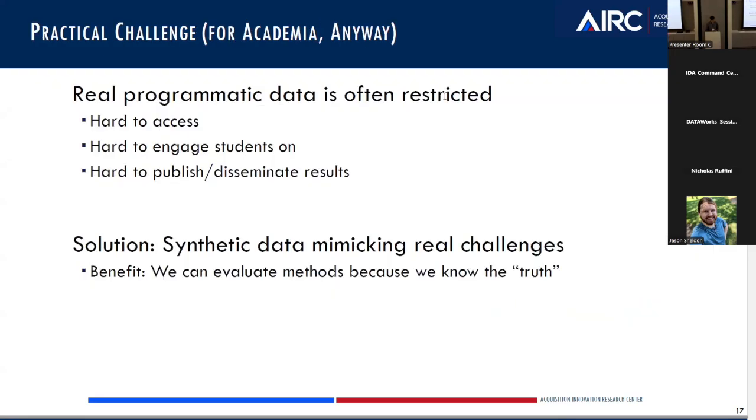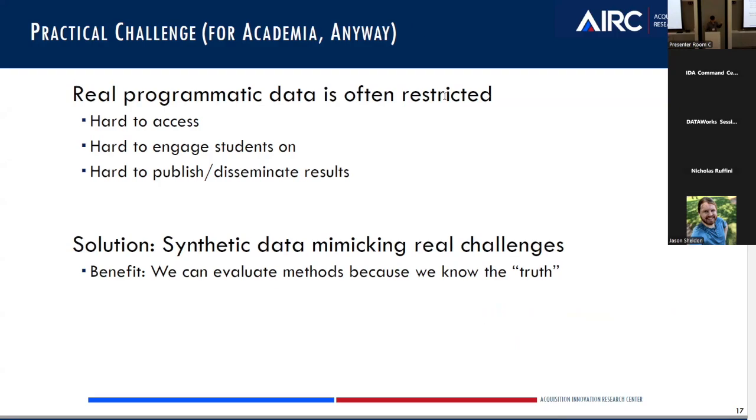Okay. A challenge for me in academia is that DoD data can be hard to get hold of. And even if we can get access to it, like we do at VTNSI, where we have classified capabilities and things like that, even then it's hard to engage students on. Often we want to publish and disseminate results, and we can't do that.